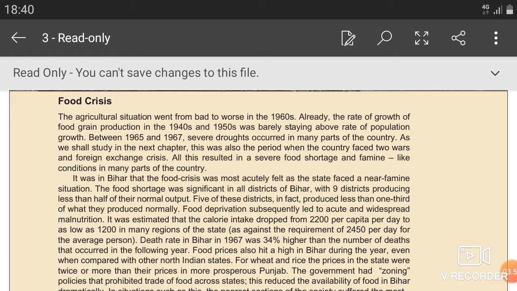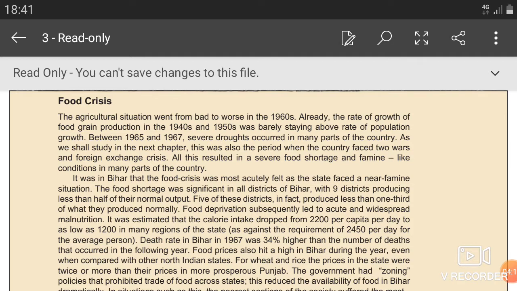Okay, this was partly due to the droughts and partly due to the zoning policy, and somewhere due to the lack of proper management of the government. Now, I have named one thing, that is zoning policy. So what was the zoning policy of the government?